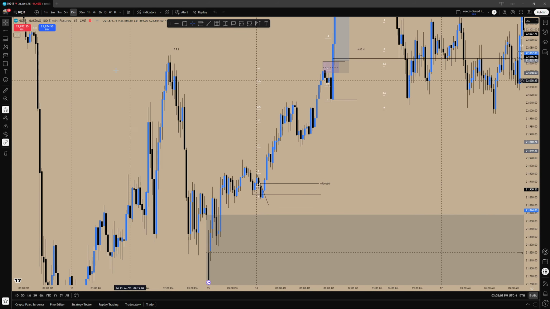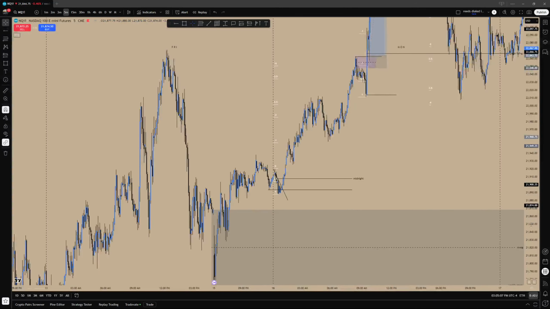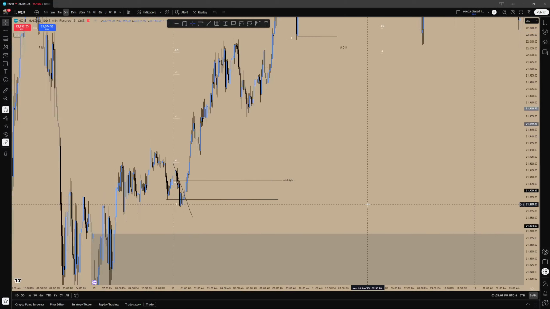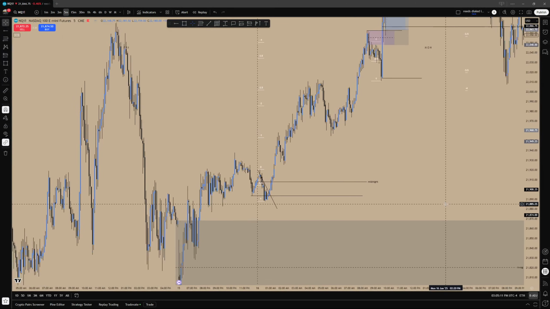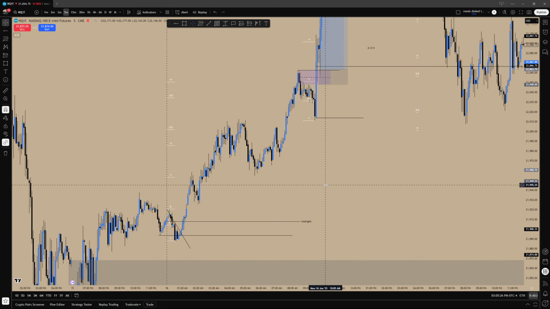And I want to talk about why this is a valid standard deviation. This is the last leg that manipulated midnight price. That's why. So midnight was created. We manipulated past midnight, sweeping out a low. That thus creates a manipulation and allows us to draw our standard deviation off of this. If we look at this projection, it was very accurate, as always.